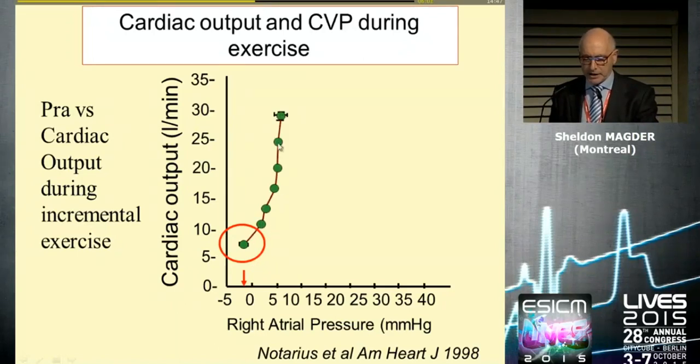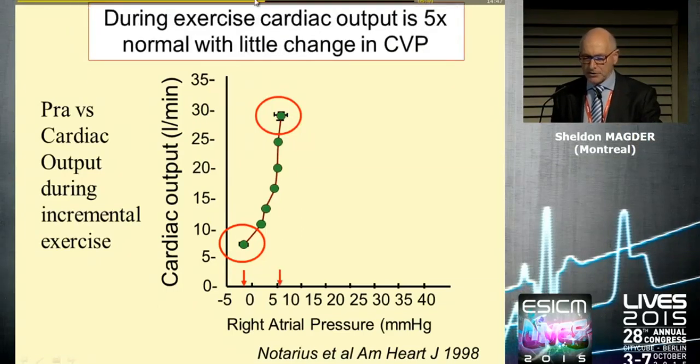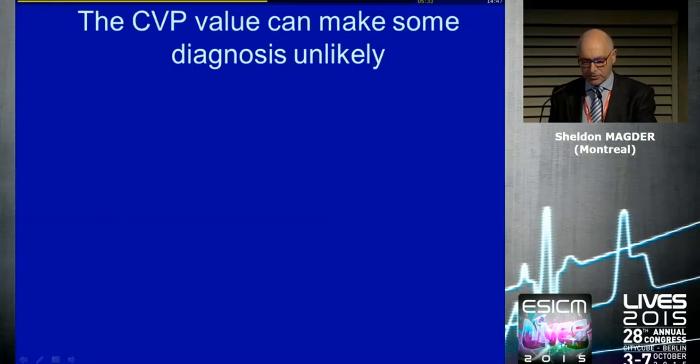But strikingly, as the cardiac output is going up dramatically, there's almost no change in right atrial pressure, which means the heart is keeping up perfectly with what's happening, and you don't have to use a continuously increasing preload to maintain the cardiac output. This even occurred in transplant patients when we studied them in this paper. So during exercise, the cardiac output increases fivefold with very little change of central venous pressure after that initial rise.